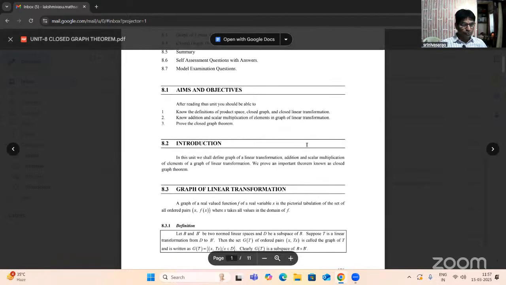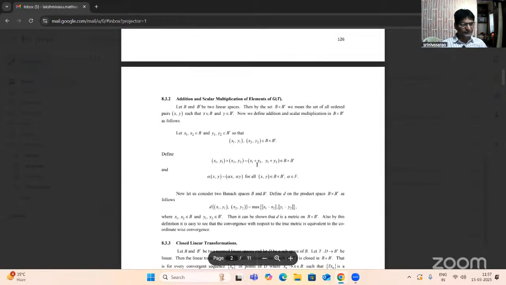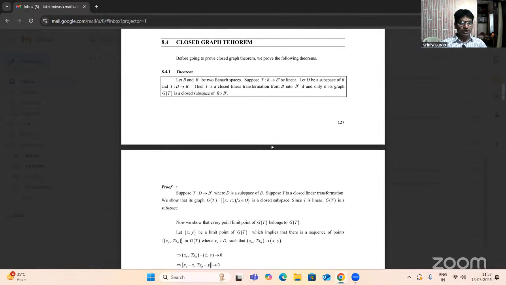Okay, please follow: first of all, what is the graph of a linear transformation, and according to the definition you must explain the closed graph theorem. Tomorrow we will explain. There is no doubt, because this theorem is very important. In the entire functional analysis, the Hahn-Banach theorem, open mapping theorem, closed graph theorem, these theorems are very important in the final examination. Without these theorems, you can't expect to do well in the functional analysis paper.